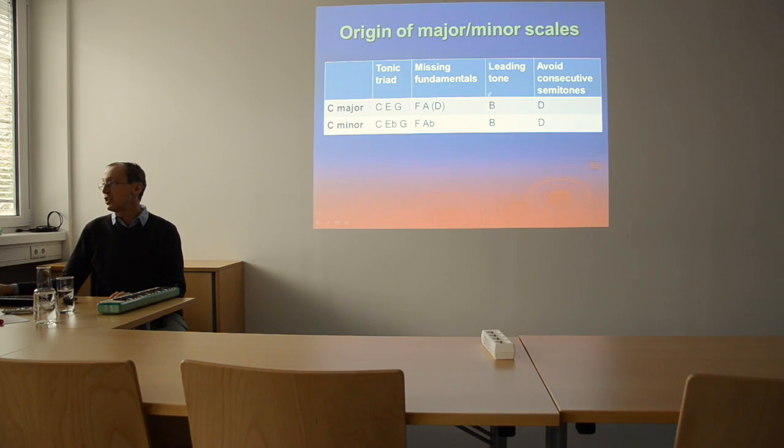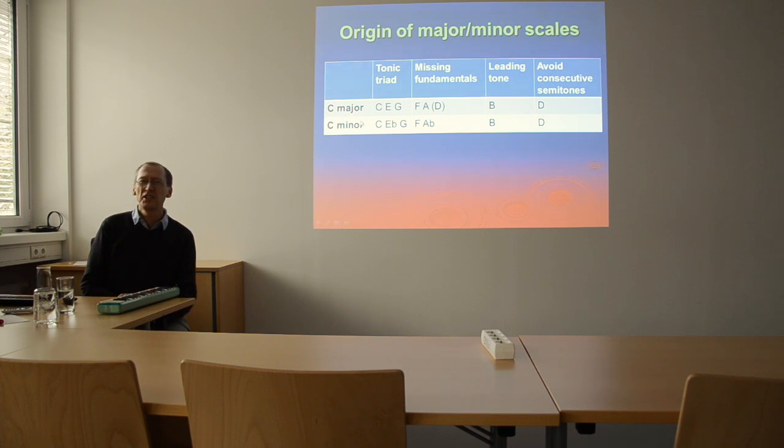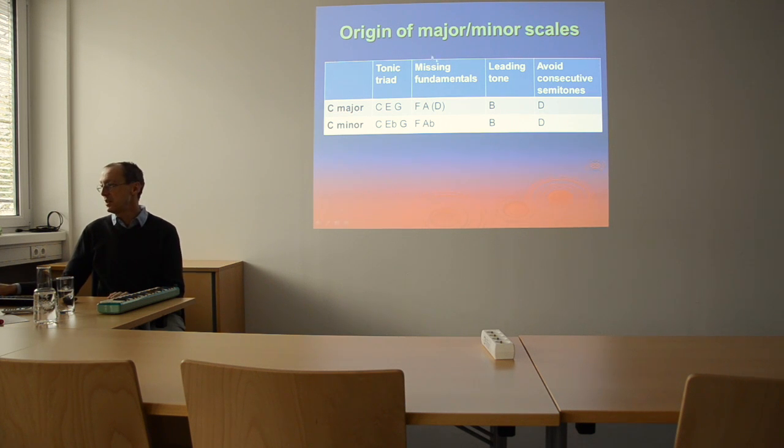We can explain the origin of major and minor scales by a simple theory. So this is a basic question like, why is the sky blue? Why does the C major scale have these notes in it, and why does the minor scale have other notes in it? And you would think that the music theorist could answer this question, but in fact they can't. It's very surprising. There are many different people trying to explain this, and there's no common explanation for this. Why does a minor scale have certain tones in it? And so we have a theory here based on missing fundamentals and the leading tone.